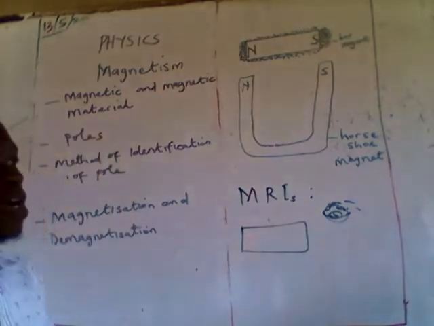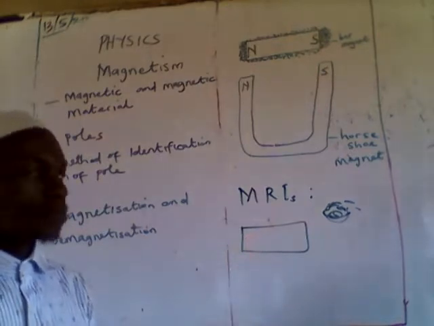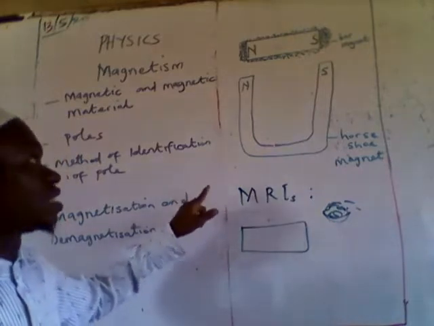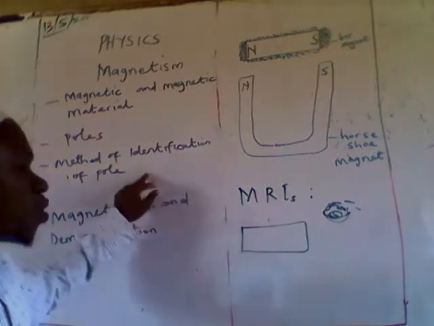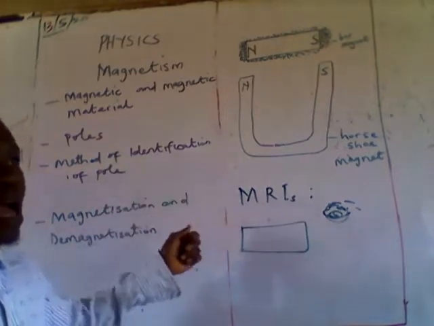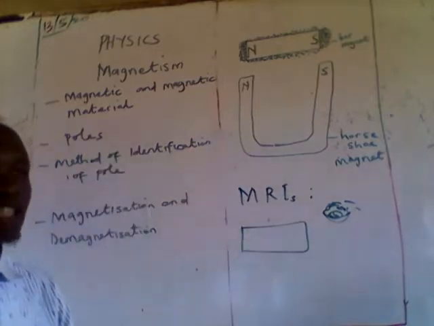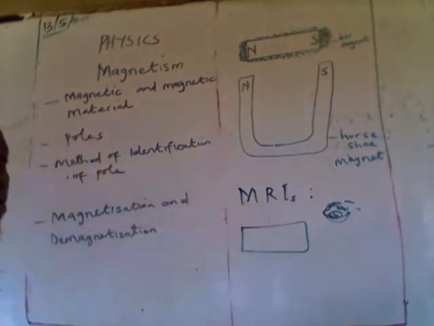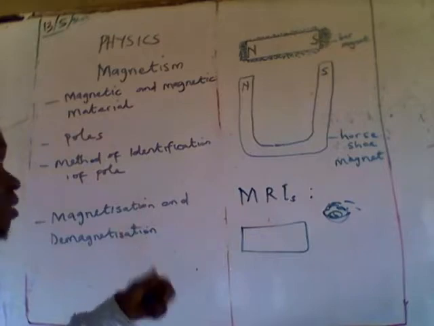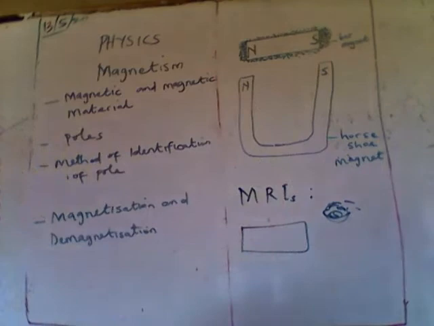So a point where the magnetic properties of a magnet are much pronounced, we define as the pole of that magnet. Are you getting it? We define a pole as a point where the magnetic property of a magnet is strongest or much pronounced. So that region is called the pole of that magnet. And we have two poles, as I have earlier stated: the north pole and the south pole. Now, how do we determine the pole of a magnet?